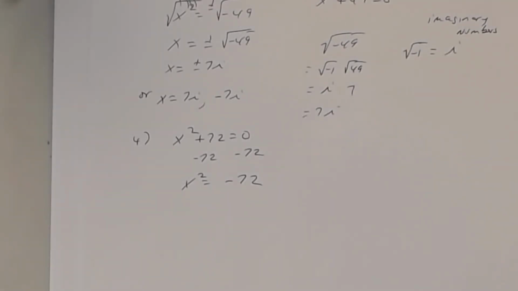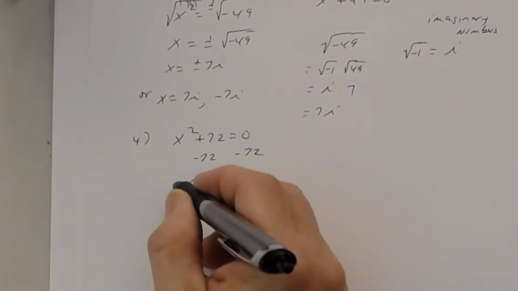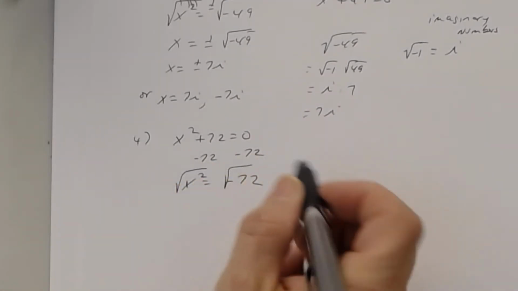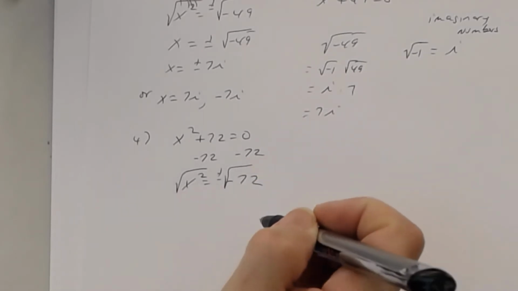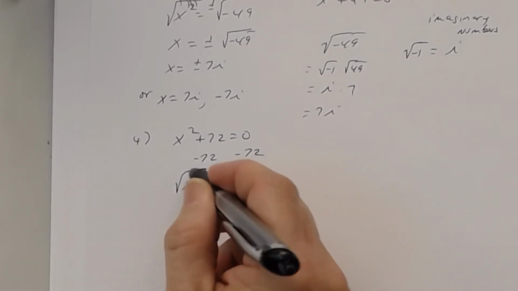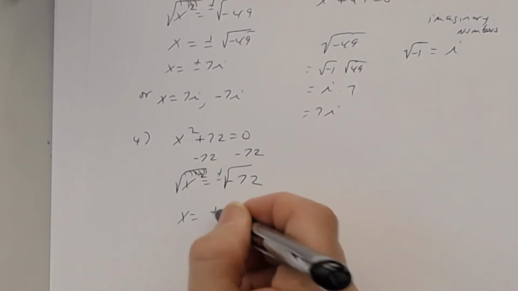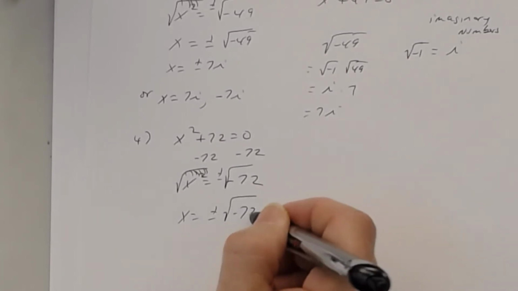Okay, what's the next step? Take the square root of both sides. So when I take the square root of both sides, though, what else must I write? Plus or minus. All right, so the square and square root undo each other, so I get x equal plus or minus the square root of negative 72.